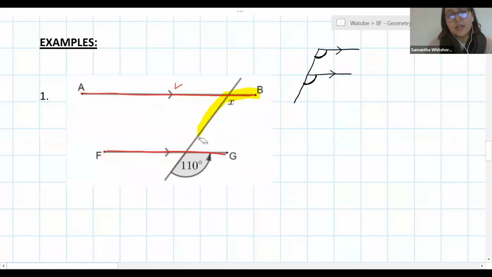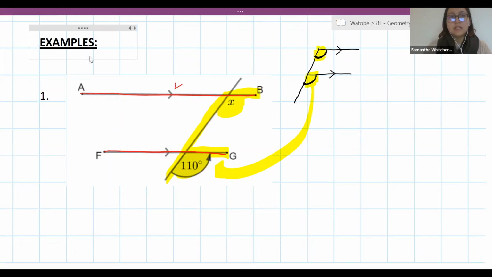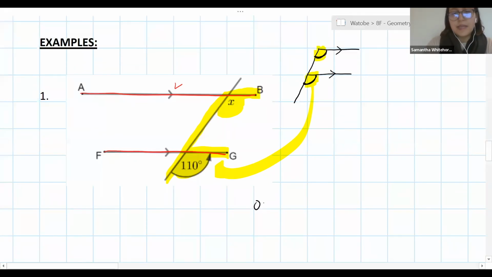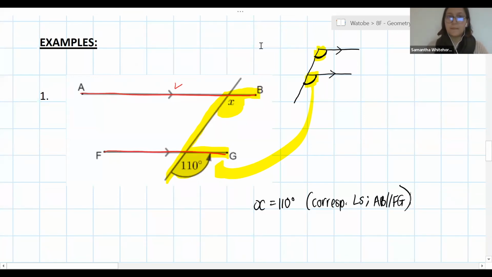Well, we've got an F over here. And we can see that we've got this angle illustrated for us here. And we know that that has to be equal to the angle in the line above it. So it has to be equal to F. And so what we've seen here is that through corresponding angles, X is equal to 110 degrees. And remember our reason, corresponding angles. And we always state the parallel lines AB parallel to FG. Those are the ones I've drawn over in red over there.